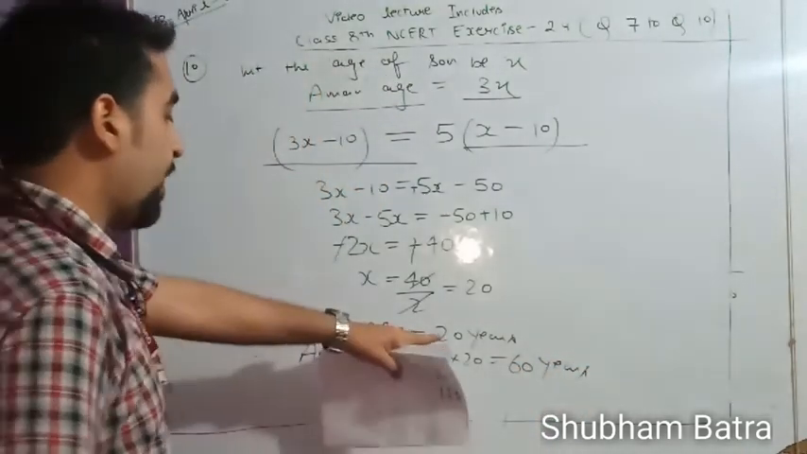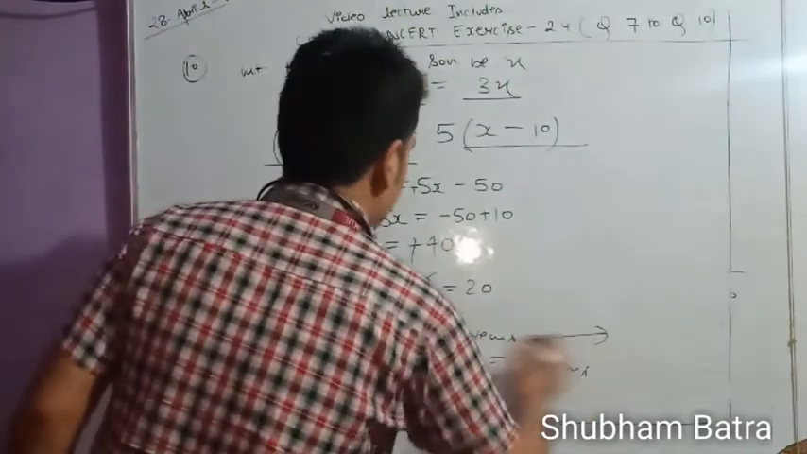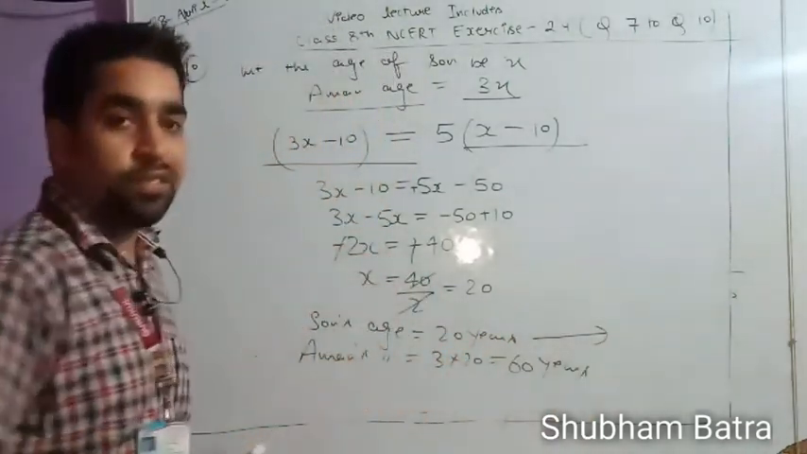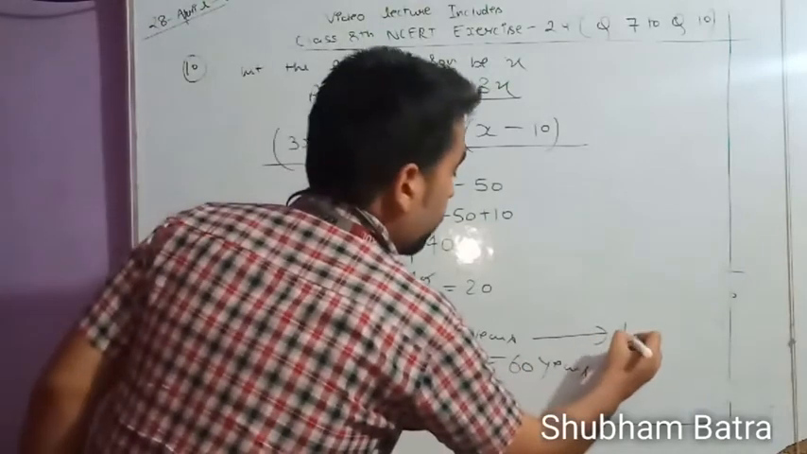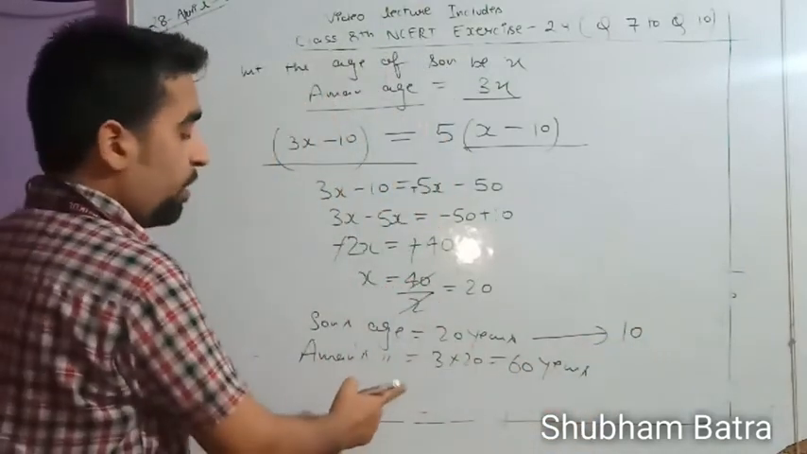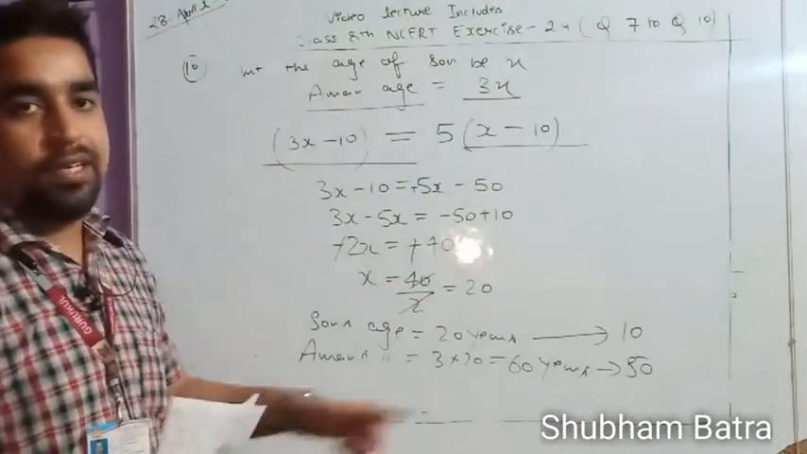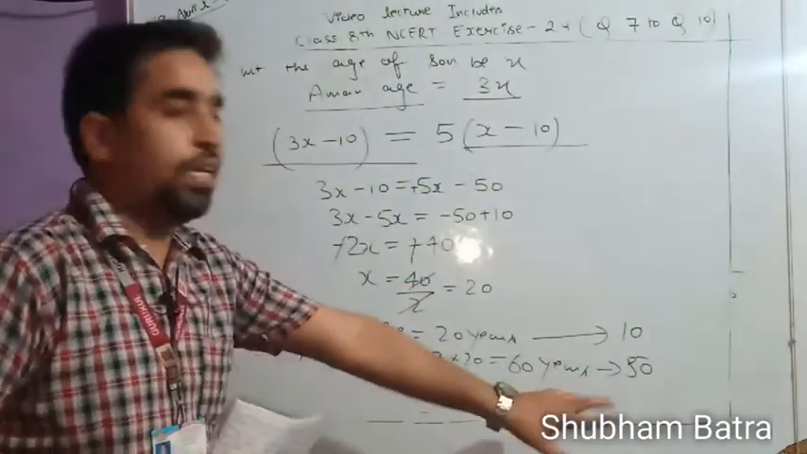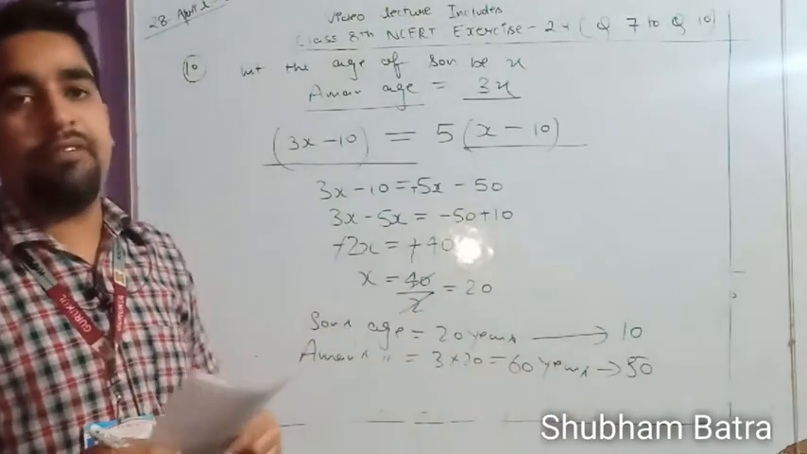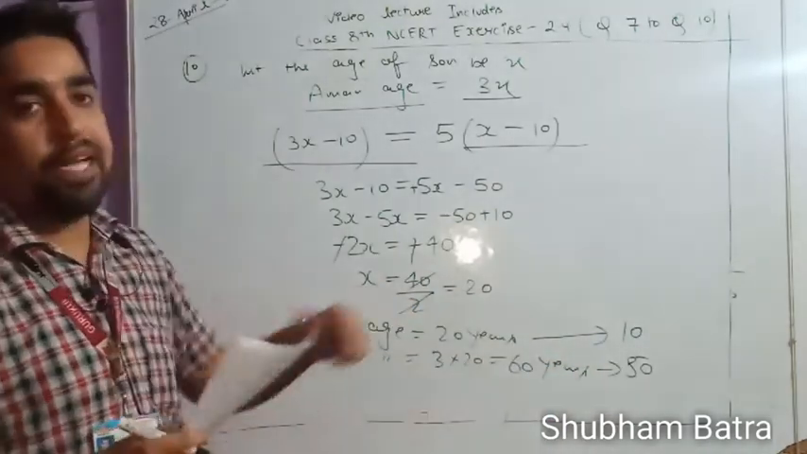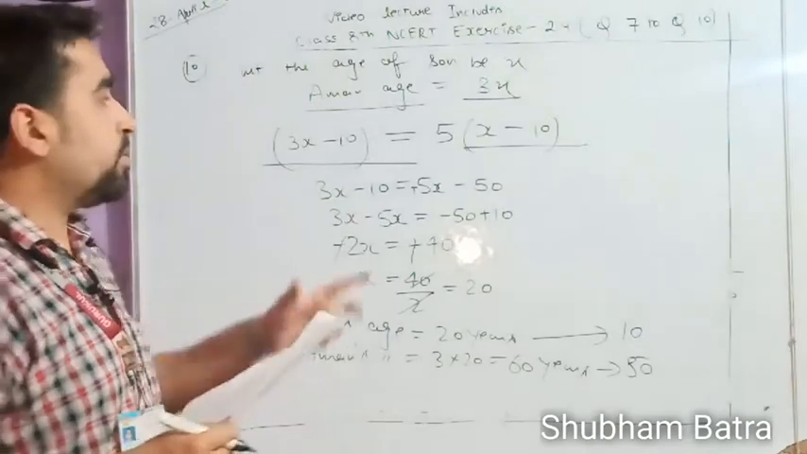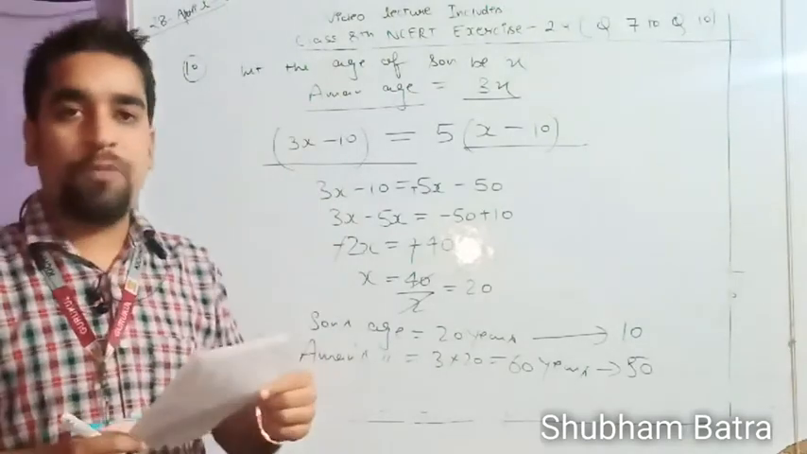Now let us apply the condition to check the answer. 10 years ago, what will be the age of the son? If currently he is 20 years, 10 years ago he was 10 years. Aman is currently 60, so 10 years ago he would be 50 years old. Now you can see 10 fives are 50. So Aman's age was 5 times the son's age. This is how we can solve the questions. I hope you understood this.